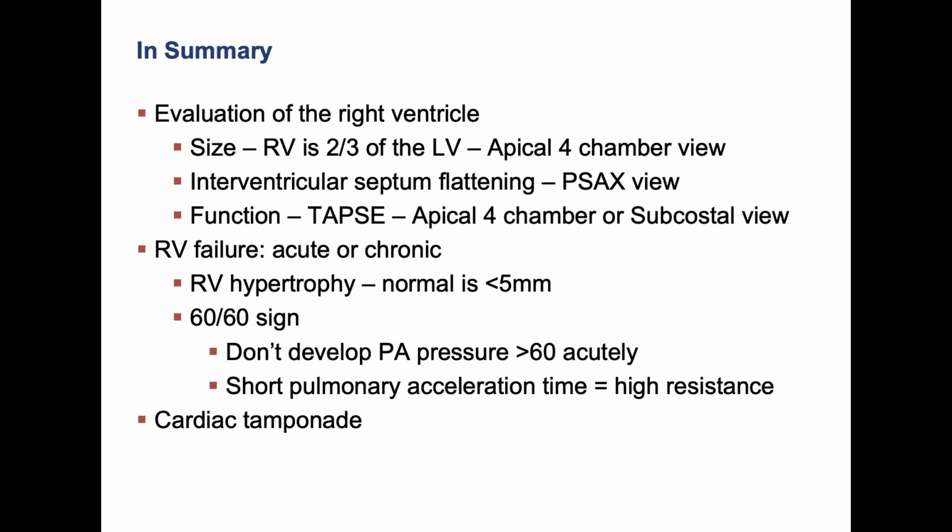For RV failure, it might be wise to take a second to think, is this acute or chronic? To help determine this, you can look at right ventricular hypertrophy. Normal right ventricle is less than 5 millimeters. And then there's also the 60-60 sign. So you don't develop a PA pressure or an RVSP greater than 60 acutely, and a short pulmonary acceleration time shows that there's a high resistance to that flow and that that's more likely acute. And then we talked about cardiac tamponade.